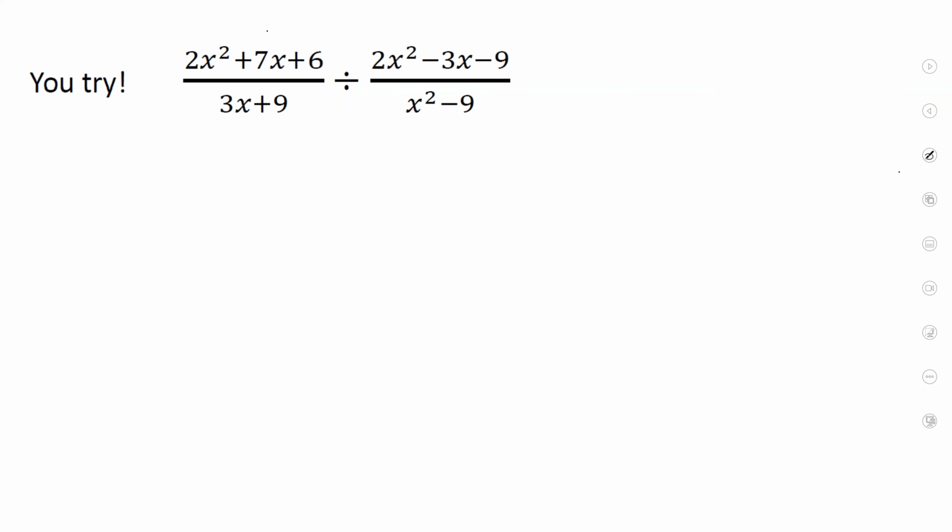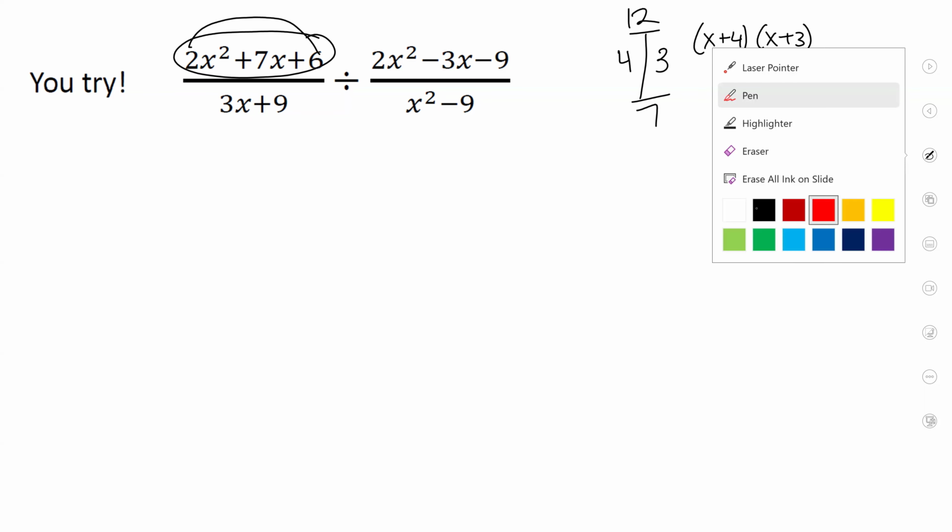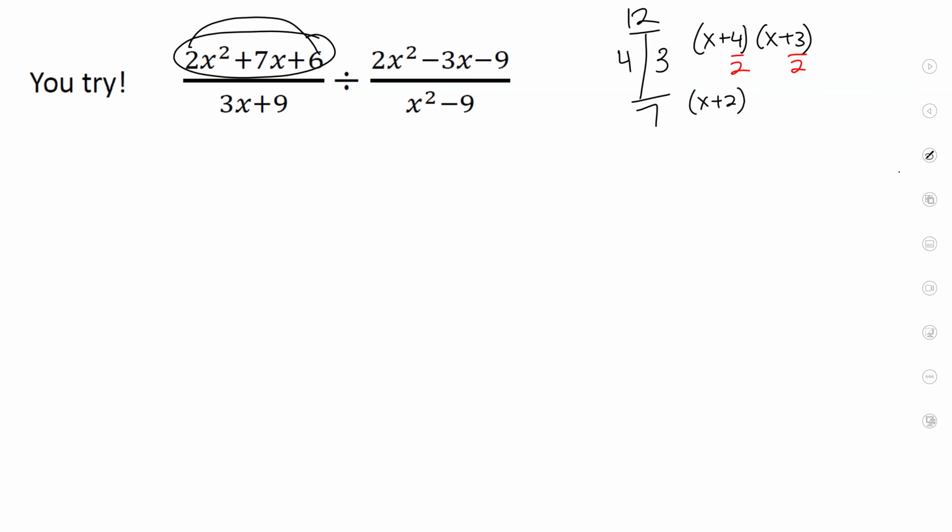All right. So this first one, you will need an eye chart. So I'll do it over here. 2 numbers that multiply to 2 times 6 is 12 and add to 7. That's 4 and 3. So we'll write x plus 4 and x plus 3. Do not forget to divide by what we multiplied by. We multiplied by 2 in the beginning. So this will become x plus 2, because 4 divided by 2 is 2. This cannot be divided, so we'll bring the 2 to the front. This will be written as 2x plus 3. Okay, so this fraction, the numerator will be x plus 2 and 2x plus 3.